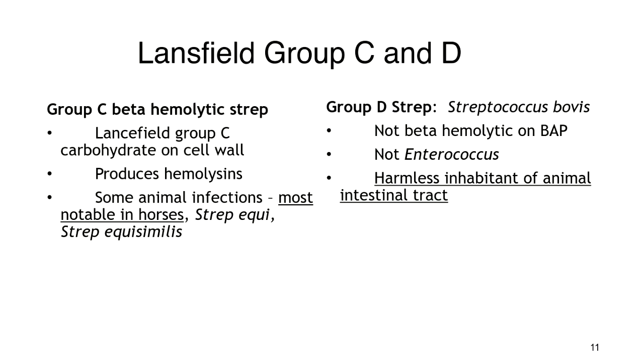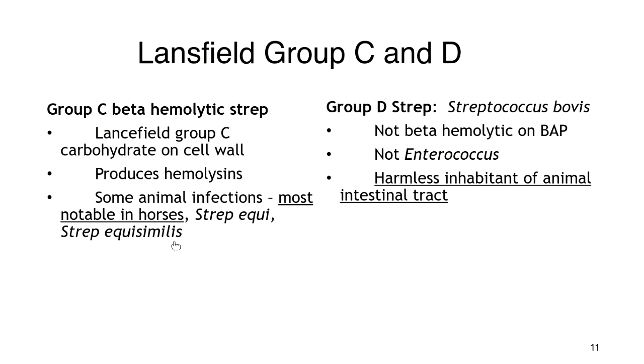Lancefield groups C and D. Okay, so again, the C is beta hemolytic. Group D is non-beta hemolytic. Okay, so that's important to remember. Lancefield group C has a carbohydrate on the cell wall. It produces hemolysins, and some animal infections are most noticeably in the horse is strep equi and strep equisimilis.